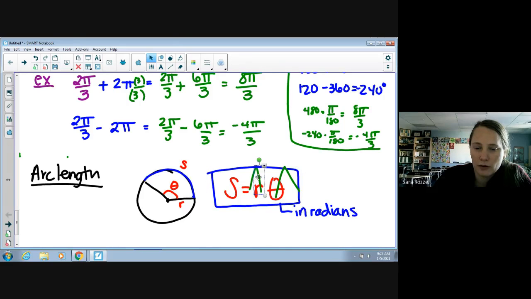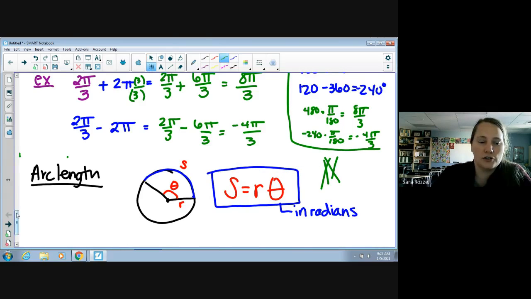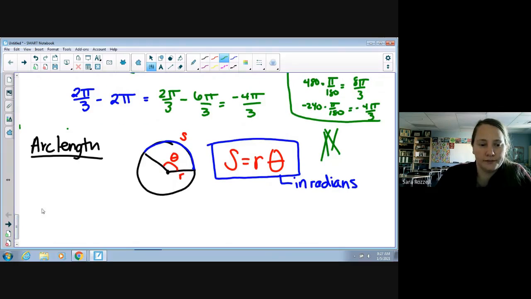I can't move the green anymore. Come on, green. Move. So I'll show you how to do one if they give it to you in radians, and then we'll do one if they give it to you in degrees. There's just the one extra step of switching it into radians.